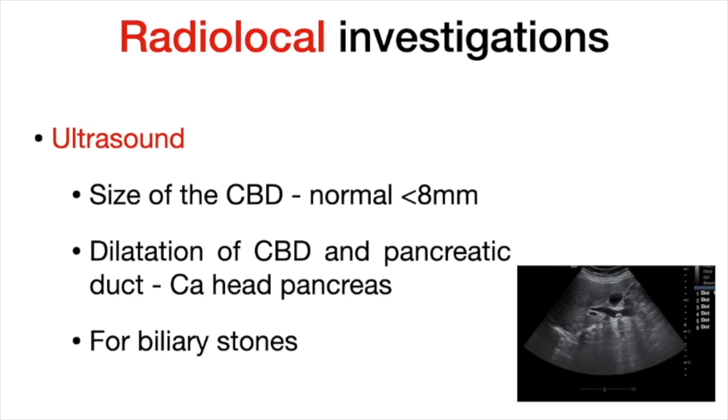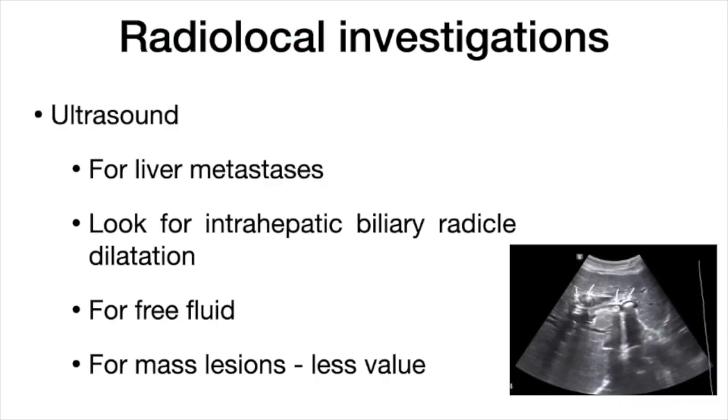And coming to the radiological investigations, the first thing is ultrasound. This is a simple, convenient investigation. It looks for any dilatation of the CBD. The normal diameter is less than 8 mm. If there is dilatation of the CBD and pancreatic duct, it may be due to carcinoma of the head of the pancreas. It is also helpful to look for any biliary stones, and for any liver metastasis.